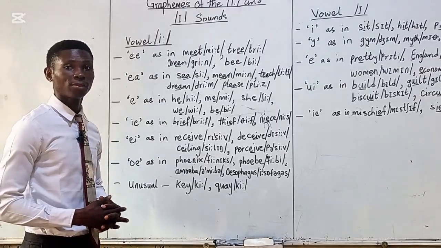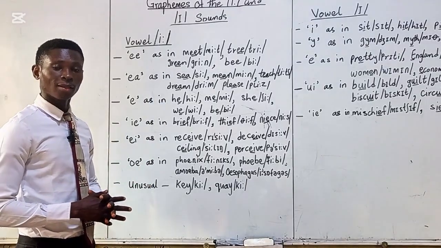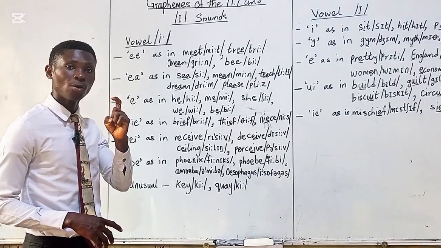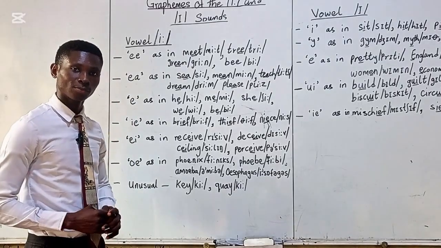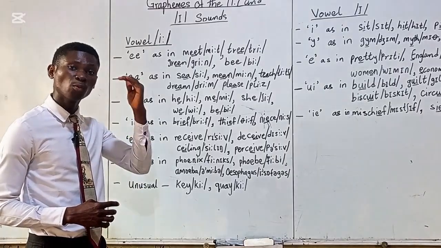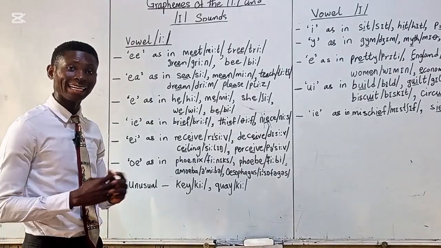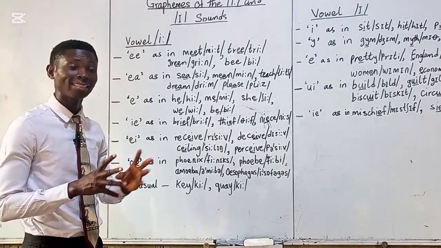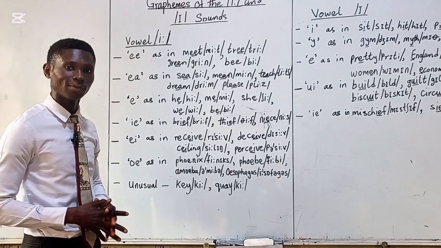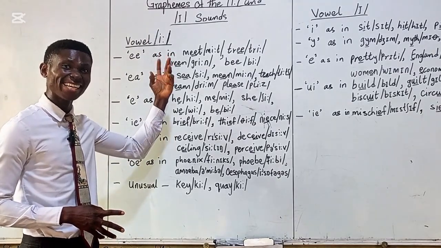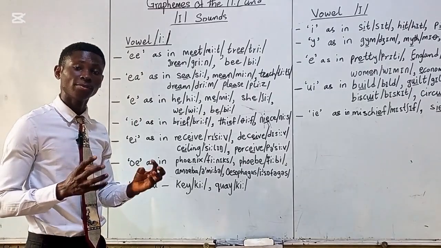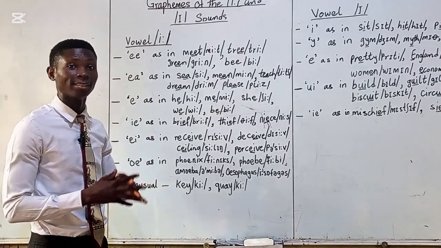This is a long high front spread vowel. That is to say, when you want to articulate this sound, ensure the duration is long. Again, that the front of the tongue is raised towards the roof of the mouth, and then your lips are spread. That is how to get the articulation of this sound accurately. So this is E, E. My lips are spread. So you have to ensure your lips are spread when you want to articulate the sound.